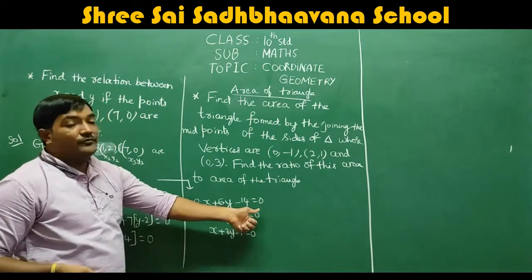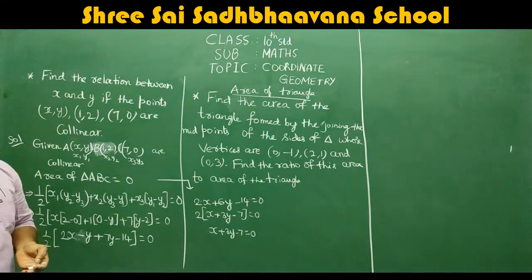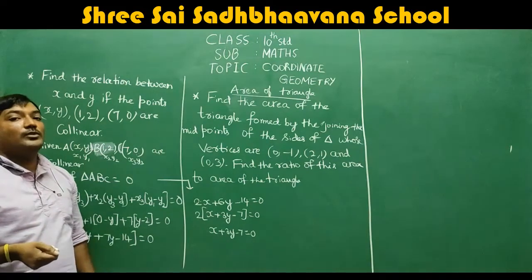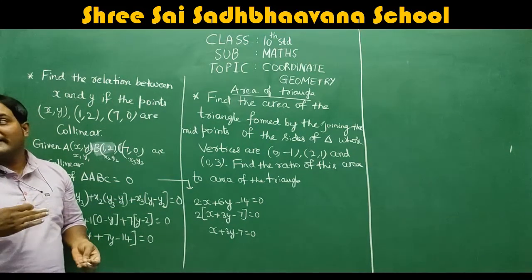So if you send the 2 to the LHS, your RHS will become 0 again. So you are left with x plus 3y minus 7 is equal to 0. So that is the relation between x and y.